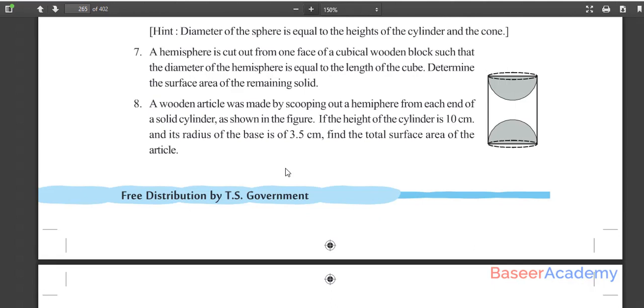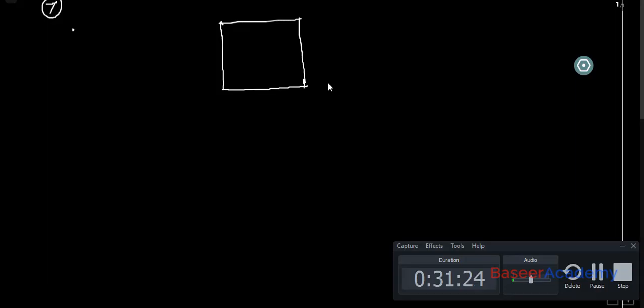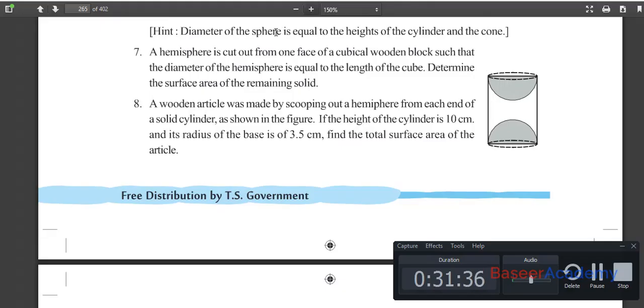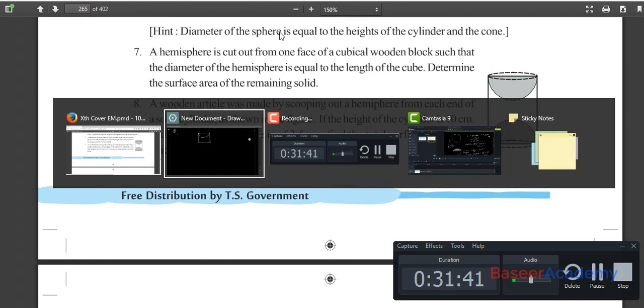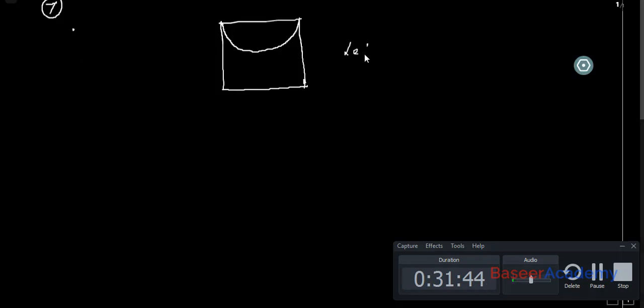So the seventh question says, a hemisphere is cut out from one face of a cubical wooden block. Let's say this is our cubical wooden block. We are cutting out a hemisphere at one of its ends. So this is the hemisphere that I cut out. The diameter of the hemisphere is equal to the length of the cube. Let the length of the cube be x units.